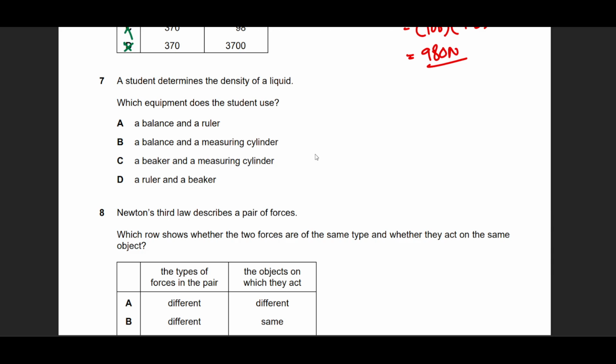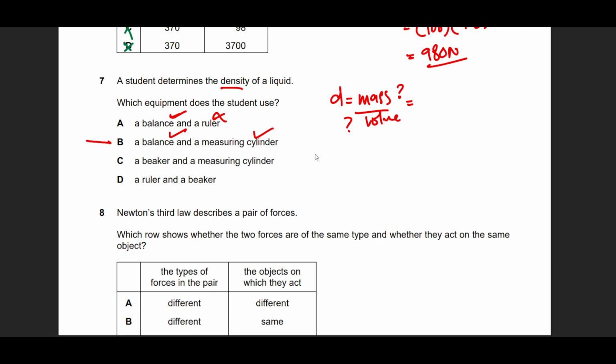Question number 7 says that we want to determine the density. Now first write down the formula for density. That will be mass divided by volume. So we need something that can measure mass and something that can measure volume. So we have a balance and a ruler. Now the balance does give me mass, but the ruler does not help me to do anything. A balance gives me mass, and a measuring cylinder gives me volume.